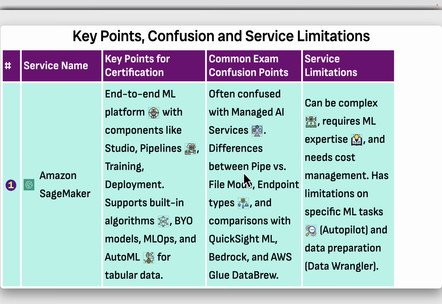Differences between pipe versus file mode, endpoint types, and comparisons with QuickSight ML. So these are the other services which will try to confuse you. And Bedrock is mostly for offering generative AI and foundation models, and AWS Glue DataBrew. Service limitations: this can be complex. It will require ML expertise and needs cost management. It has limitations on specific ML tasks like Autopilot and data preparation like Data Wrangler.